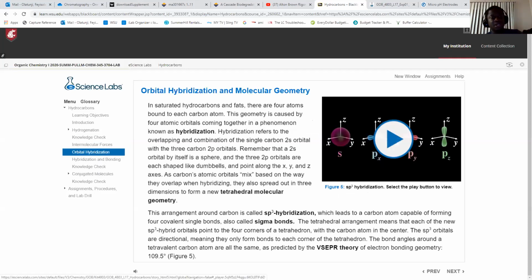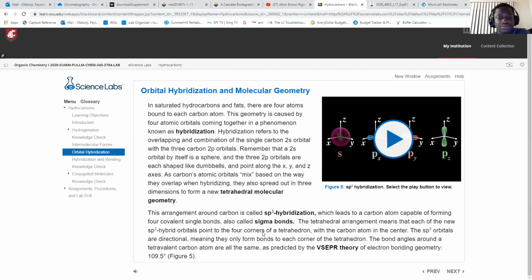Orbital hybridization and molecular geometry. So basically in hydrocarbons, or in carbons generally, you can have three types of hybridization. You can have your sp3, you can have your sp2, and you can have your sp hybridization. I'm sure you guys have looked at this in class, and most of you would have taken 101 or 103. They probably explained this well there.